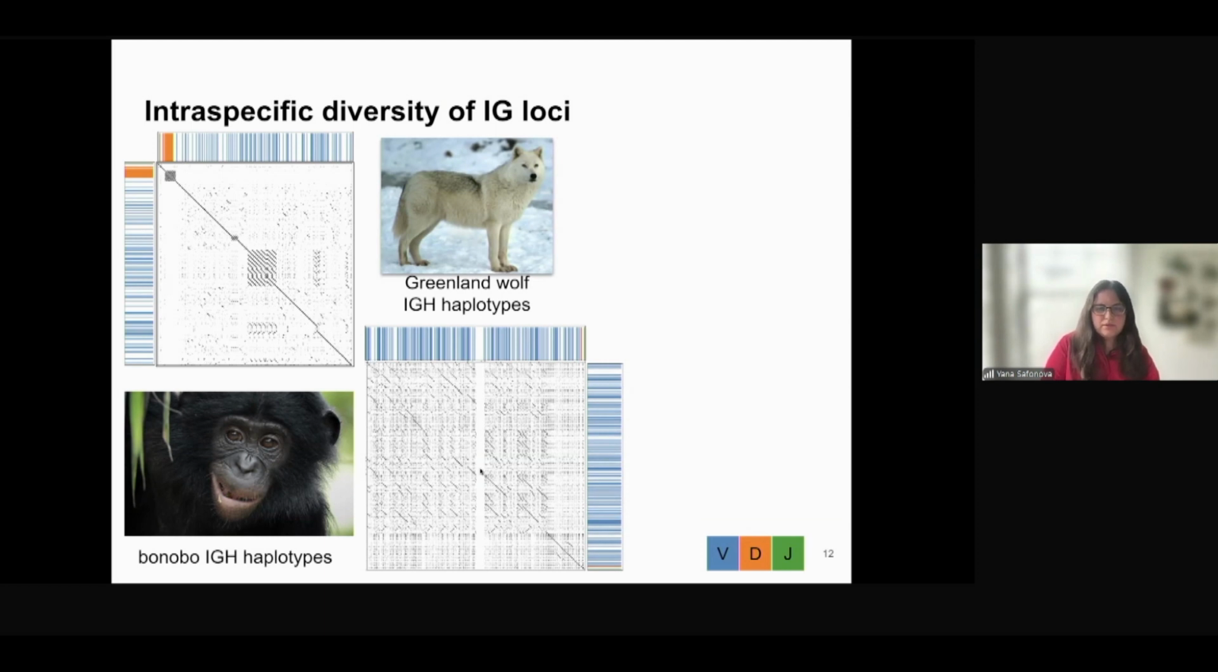And here we don't see a strict diagonal showing us the similarity between corresponding haplotypes. Instead, we see mosaic repeats here and there, but overall we can say that the similarity was partially lost, probably due to extensive evolution or maybe even hybridization with other closely related species. That might be the case for this specific Greenland wolf, because it also showed hybridization with other wolf species.